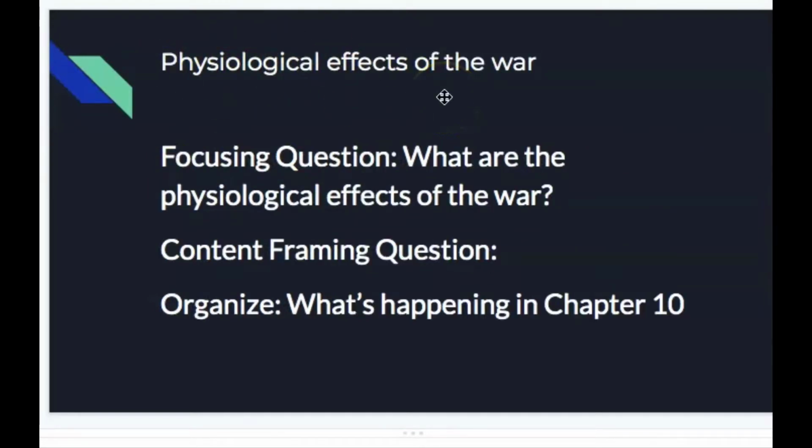Now looking at our psychological effects of war, I want us to look at our focusing question task for this lesson. What are the psychological effects of war? And for our content framing question, what's happening in chapter 10? So at this point, everyone should have read up to chapter 10 in order to be able to complete this lesson.